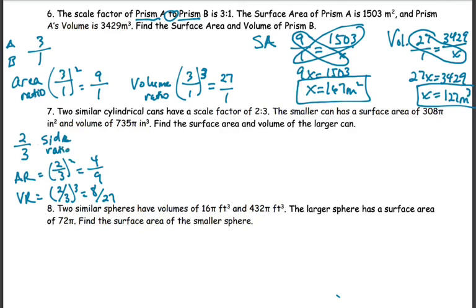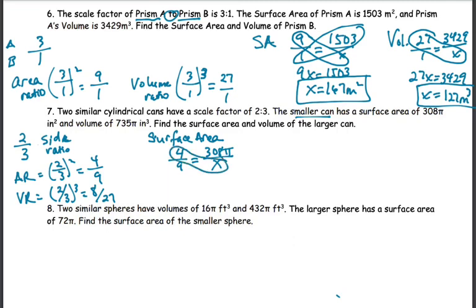Okay, so the smaller can has a surface area of 308 pi and a volume of 735 pi. That's the smaller can. Find the surface area and volume of the larger can. All right, so I'm going to find the surface area first. I'm going to use the area ratio, which is 4/9. The smaller number's on top, and they gave me the surface area of the smaller one. They said it was 308 pi. And then I'm trying to find the surface area of the other one. I'm just going to ignore the pi for a little bit.